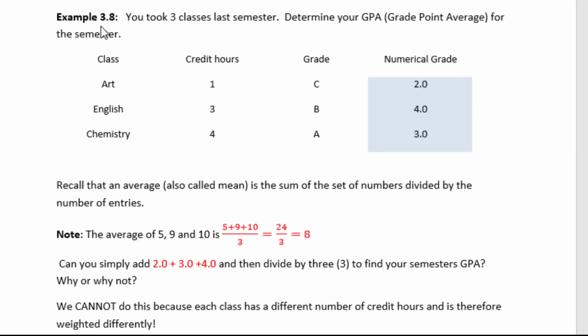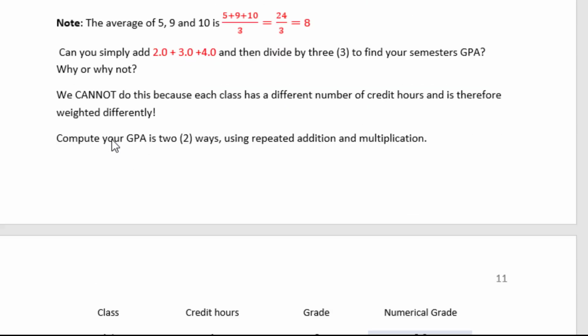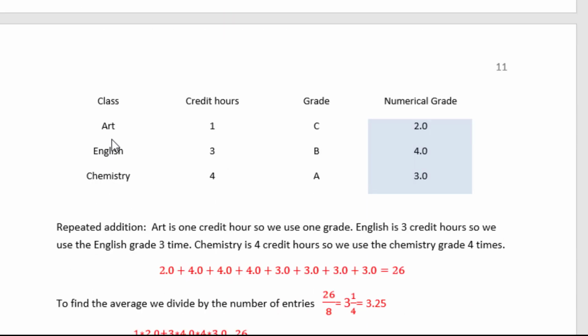So you'll want to make sure you read 3.8 in the book. It's the same basic idea as what we just did, but it's calculating your grade point average. So I'll leave that for you to read.